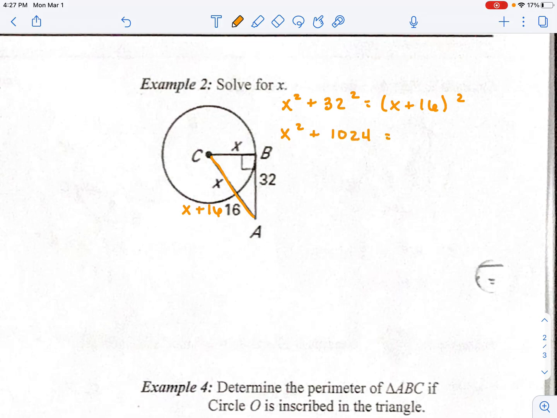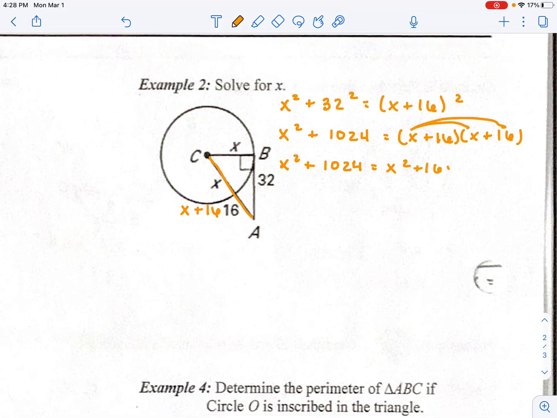32 squared is 1,024. Now, when we try to do x plus 16 squared, we have to write it out twice, because squaring means you just multiply it by itself. And what that means is over here, we're going to have to distribute. So x times x is x squared. x times 16 is 16x. 16 times x is 16x. 16 times 16 is 256.